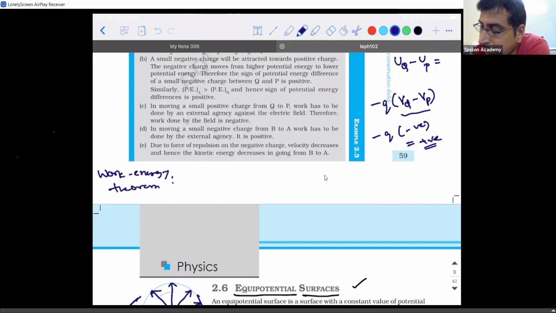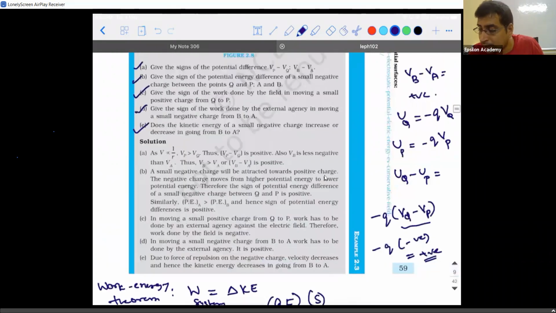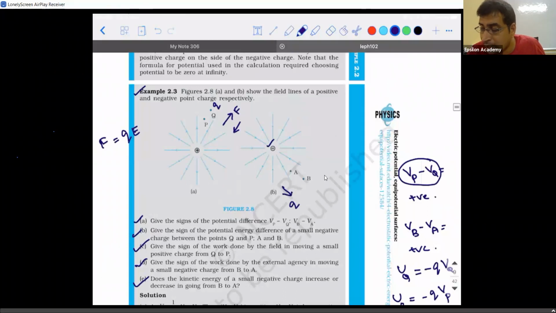The work energy theorem states that work done is equal to change in kinetic energy. Here I'm talking about the work done by the system, and here system means electric field. So QE is in this direction. Displacement is in the opposite direction. You're able to understand? QE will be in this direction, the negative charge will experience a repulsive force in this direction, and displacement is taking place in the opposite direction.